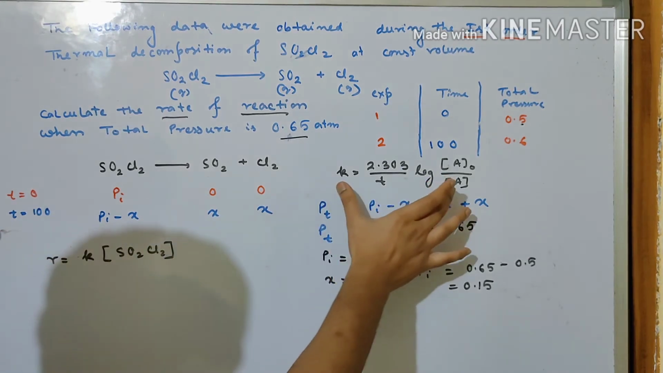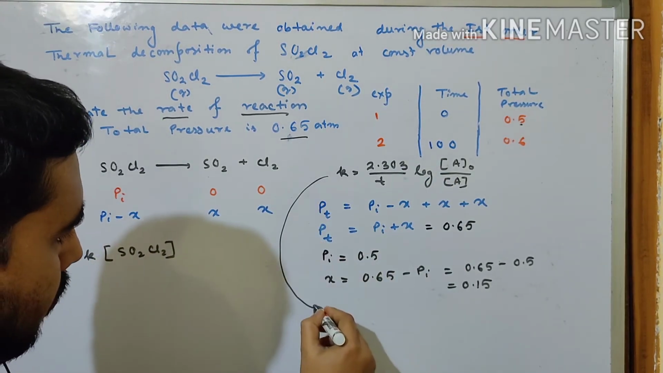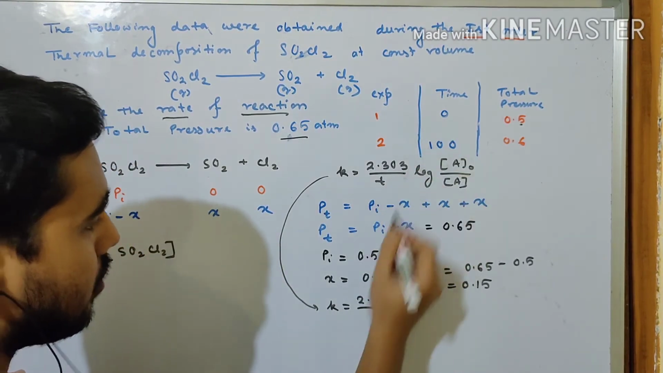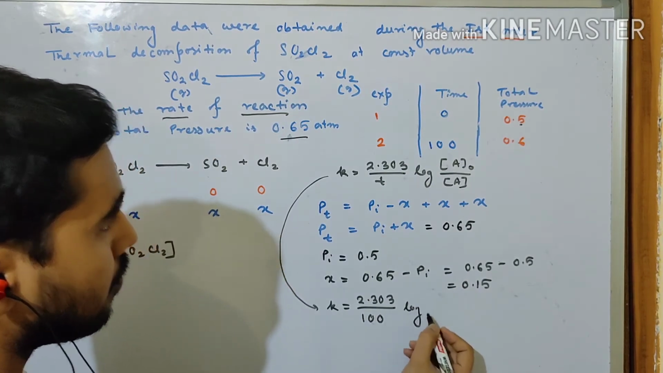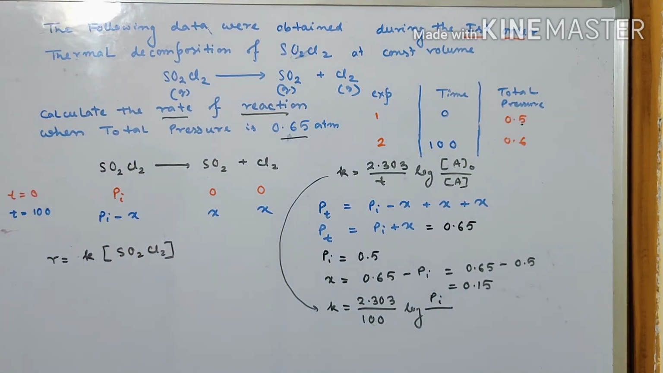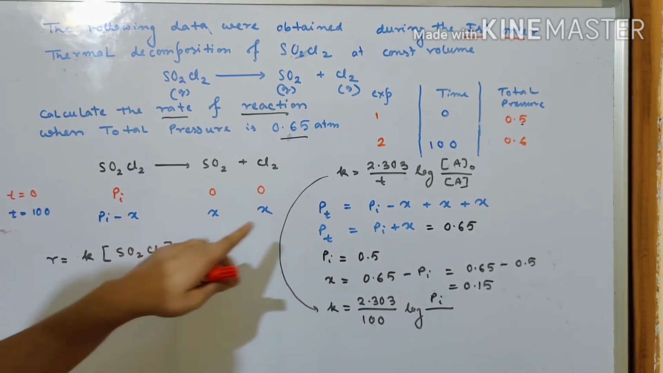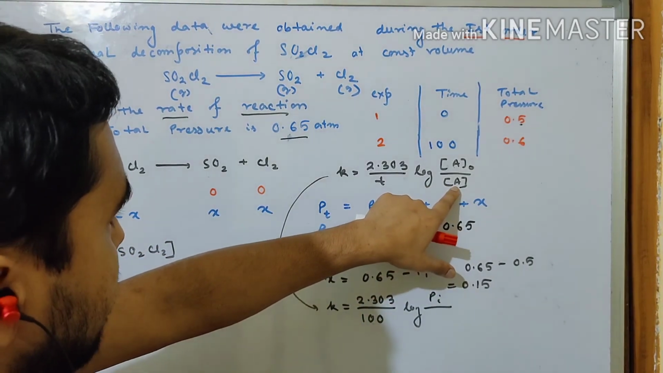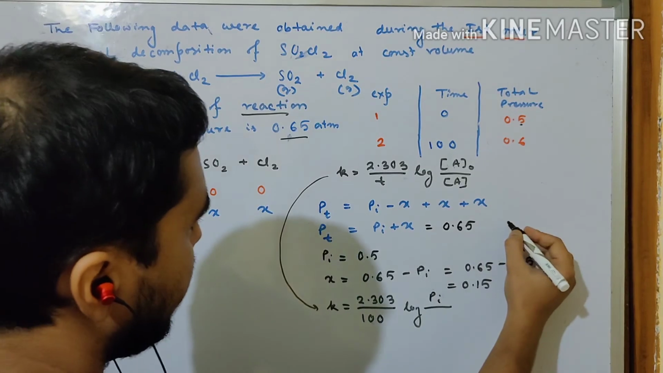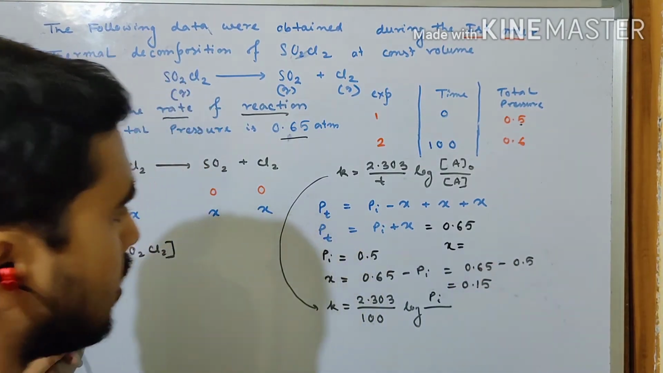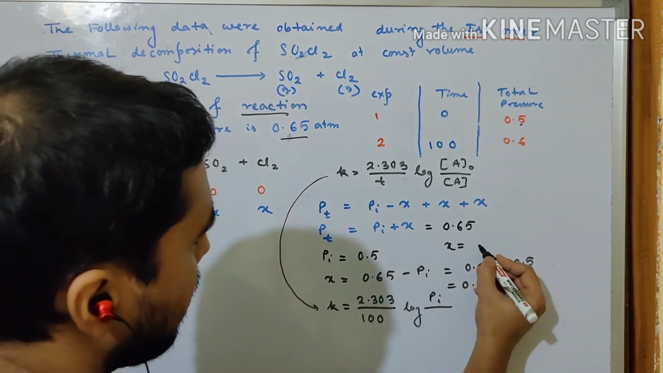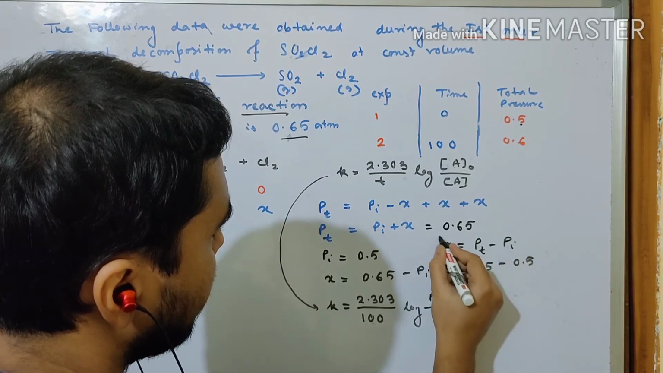So first of all we have to solve this part. From here only we should be able to write K is equal to 2.303 by T, with T equal to 100, log of the concentration of this one, which is Pi, divided by... check carefully, we have to write down the concentration of this, Pi minus X. But the X value, X is from here, the value of X is Pt minus Pi.